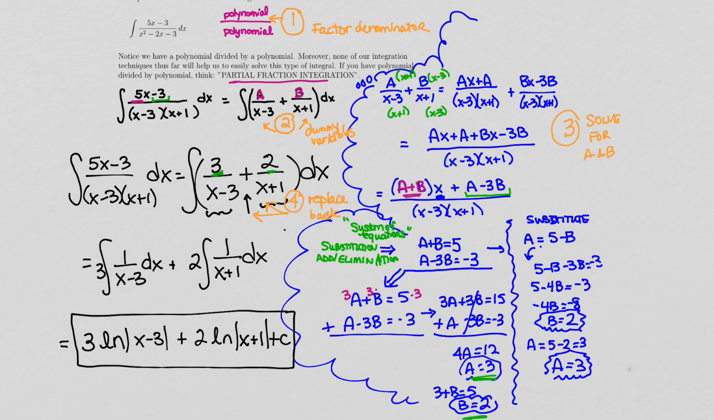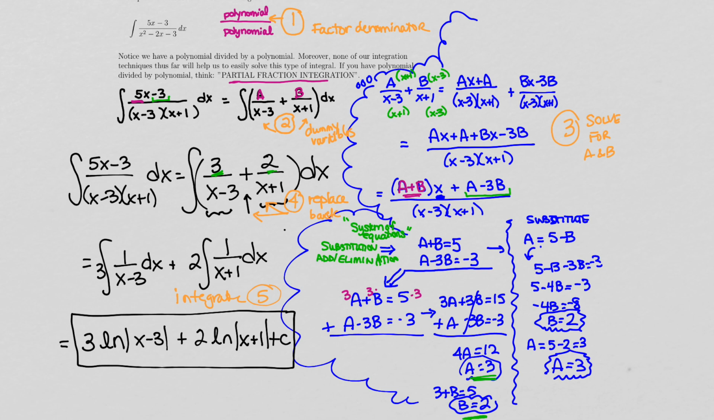And then step 5 is when we integrate. It's kind of really simple. So number 1, you recognize you have a polynomial over a polynomial and you factor. Number 2, you break it up into two separate, smaller rational expressions and put dummy variables in. 3, you solve for those dummy variables. 4, you put them back in. And 5, you integrate, okay? That's the method for partial fraction.